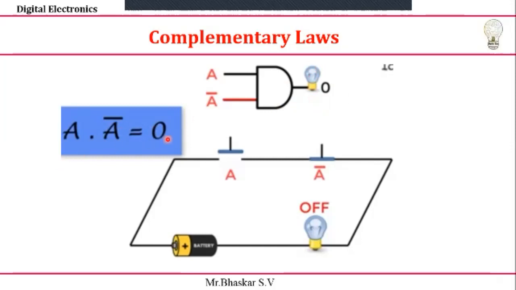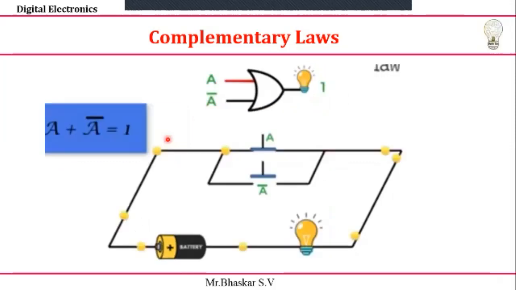Now, similarly, instead of the AND gate, I'm going to connect them to the OR gate. In this case, A and A bar are connected to the OR gate, and the output is connected to the bulb. If you connect these switches as inputs, the OR is connected in parallel. Whether this one is on or that one is on, current passes, comes to a closed loop, and my bulb will be on. So A plus A bar is always 1.